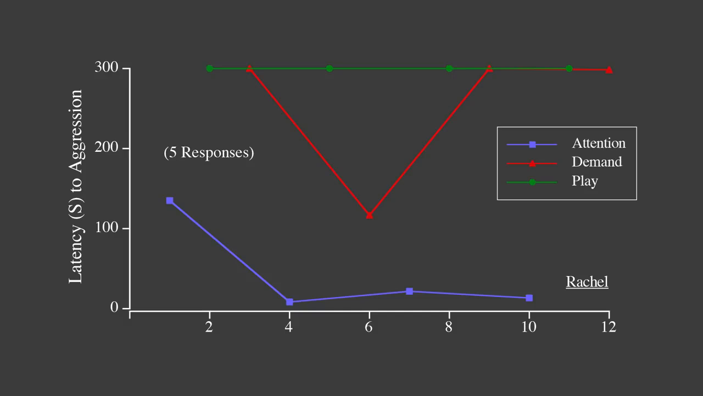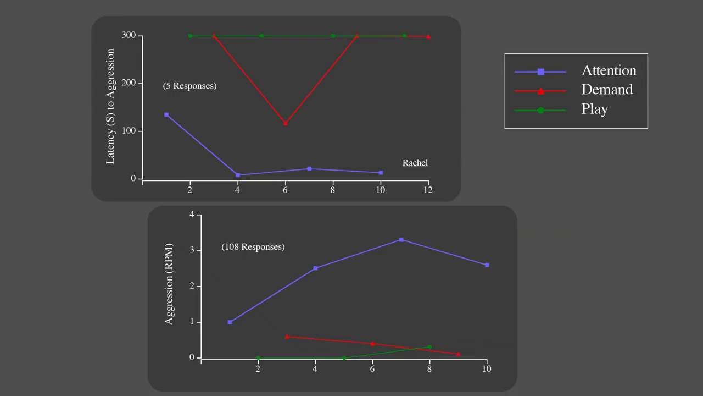Now, it's very easy to see exactly how many aggressions occurred in the latency functional analysis, and those represent simply the number of data points that don't land at the maximum value. So if you counted them up, you would see 5. So the latency functional analysis resulted in 5 episodes of aggression. The more typical functional analysis, 108. And so there's a huge difference in terms of amount of response simply by changing the measurement procedure.